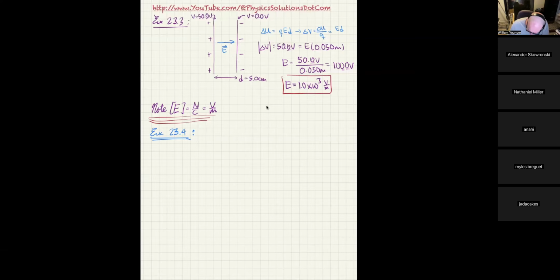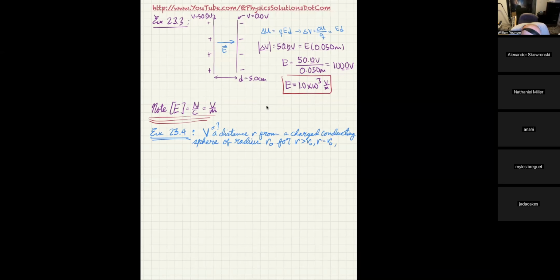So they want to know the potential at a distance r from a charged conducting sphere of radius r0, so V equals question mark, for r greater than r0, r equal to r0, and r less than r0. So that's our big problem here.